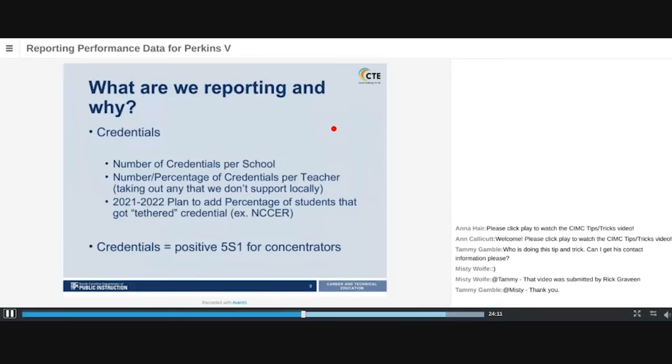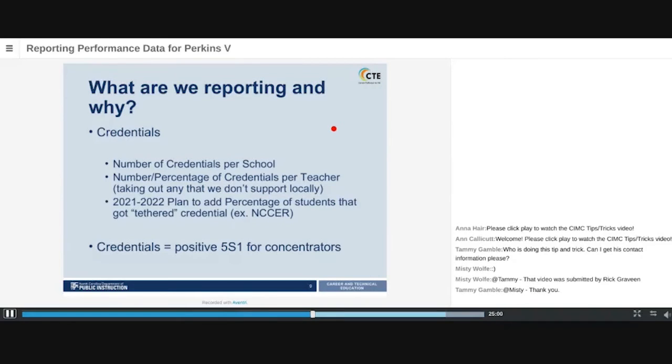And I think Emily Sue, we're going to sort of talk about this in the next session as well. But for me, I'm going to be reporting the number of credentials per school. This is something that I've done every year, because we are big on credentials in Harnett County. And then I'm going to be giving principals the number and percentage of credentials per teachers. Now, in that, I'm going to be taking out any local credential that we don't support locally, meaning that we just don't have funding for every credential. But I'm wanting to make sure that, for those that we do support locally, principals know how students are doing in those classes.